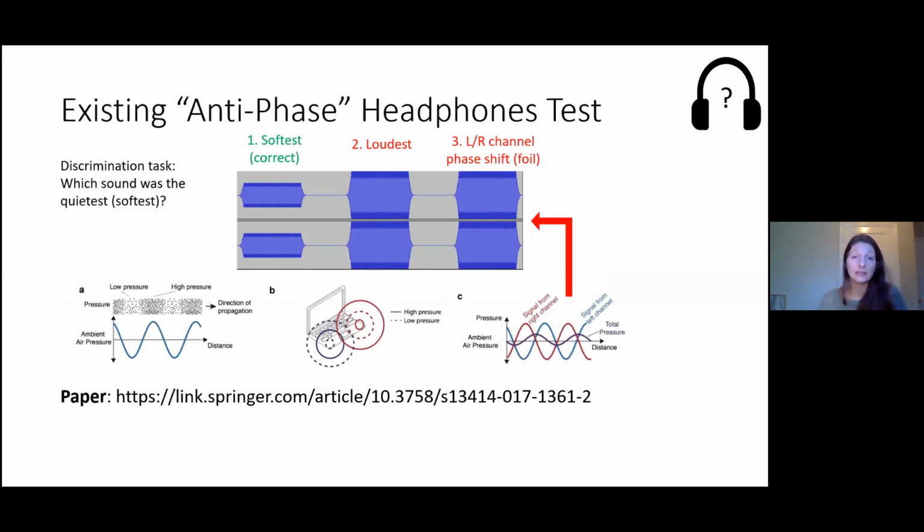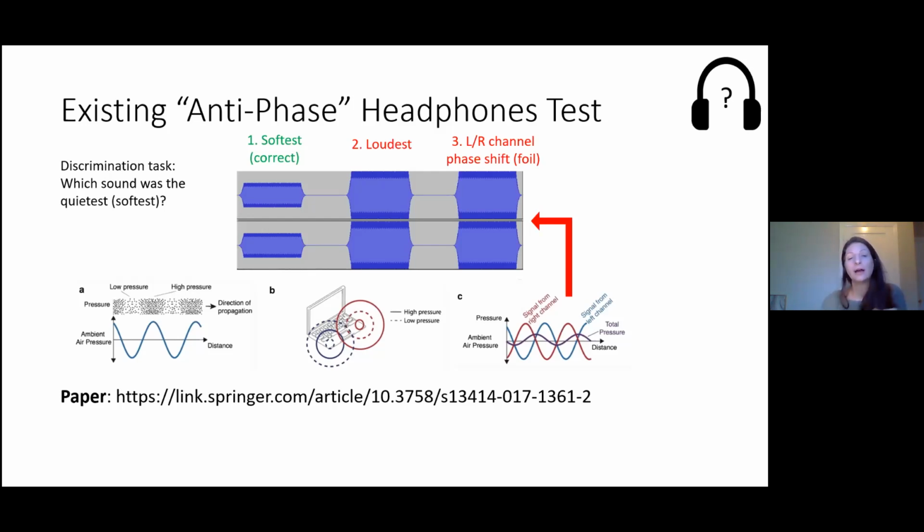So one of the tones actually is the softest one. And then the second one here is actually the loudest and always sounds the loudest. And the third one has a phase shift between the left and right channels. And so what happens is over headphones, it's got the same amplitude as the loudest sound, and it sounds just as loud.